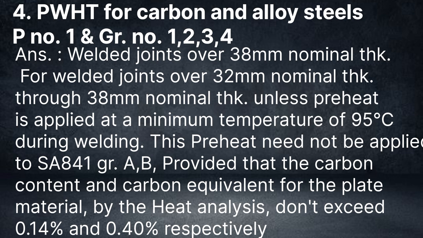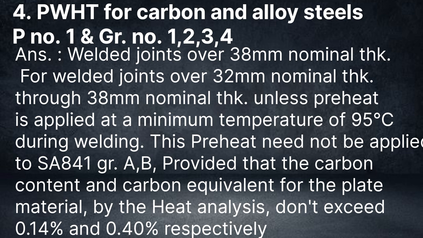The next point is for groove welds not over 13 mm in size or fillet welds with a throat thickness of 13 mm or less used for attaching non-pressure parts to pressure parts, provided preheat to a minimum temperature of 95 degrees Celsius is applied when the thickness of the pressure part exceeds 32 mm. The next point is for studs welded to pressure parts, provided preheat to a minimum temperature of 95 degrees Celsius is applied when the thickness of the pressure part exceeds 32 mm.